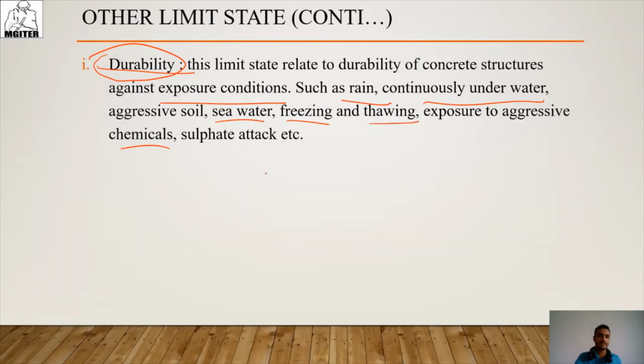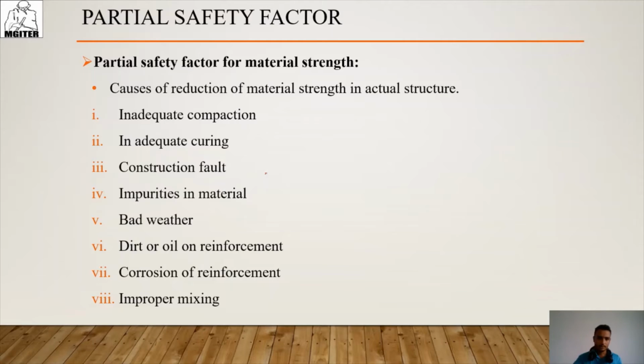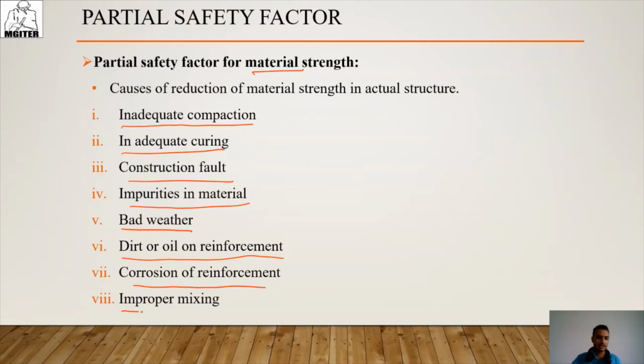Here the limit state method is completed. Here is the partial safety factor. First, the partial safety factor for the material. Why do we use a partial safety factor? Because at some times we have inadequate compaction, inadequate curing, construction faults, impurities in material, bad weather, dirt or oil in reinforcement, corrosion of reinforcement, or improper mixing. These types of conditions reduce the material strength. When the material strength is reduced, we have to balance it. So for the balance we have to follow the partial safety factor.